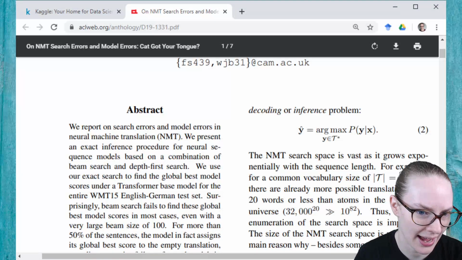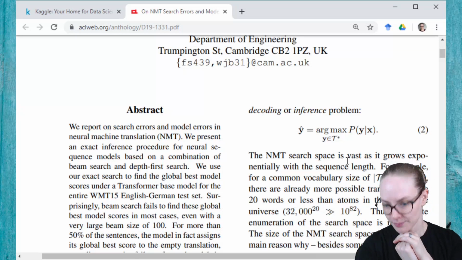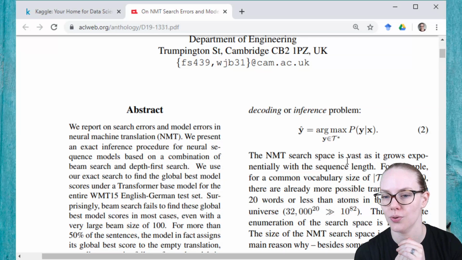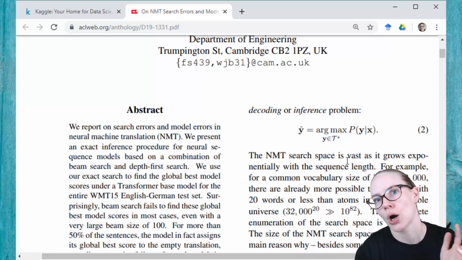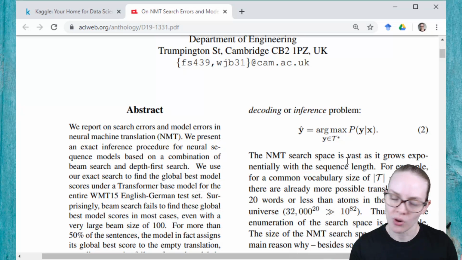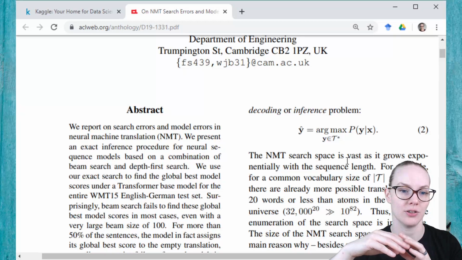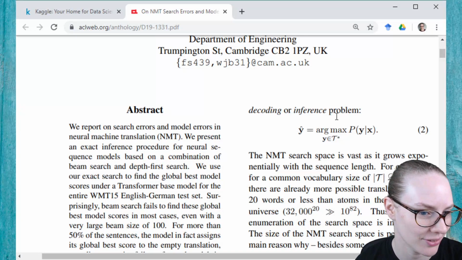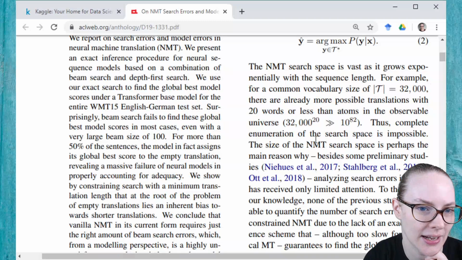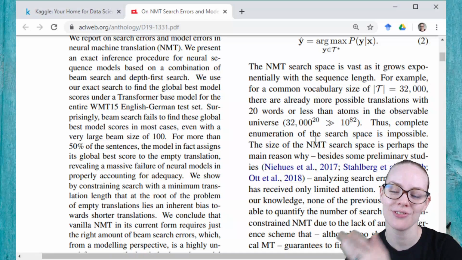The NMT search space is vast, as it grows exponentially with sequence length. You can imagine this: if you have a sentence, I went to the X, there are a number of different things I could add for X, like store, park, library, bowling alley. And if we increase the sequence length, we're not just returning one word or one phrase, we're returning more things, so it's sort of an expanding tree-shaped graph. For example, for a common vocabulary size of T equals 32,000, there are already more possible translations with 20 words or less than atoms in the observable universe, due to the infinitely generative properties of language.